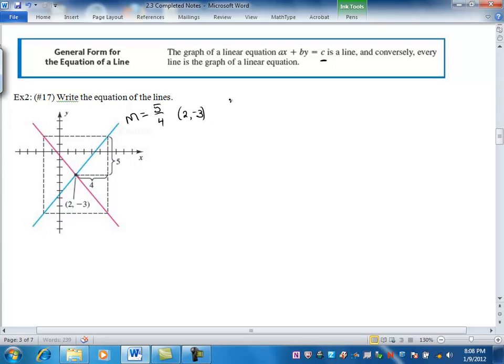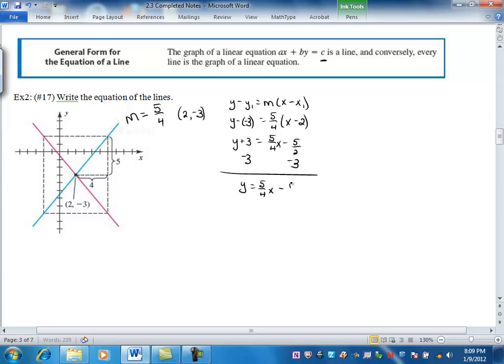Now guys, there's a couple different options here. We can use the point slope form to help us do this. Alright, so y minus negative 3 equals 5/4 times x minus 2. This would be y plus 3 equals 5/4 x minus, now 5/4 times -2, that's going to be 5/2. Then we'll subtract 3 from both sides. So y equals 5/4 x.